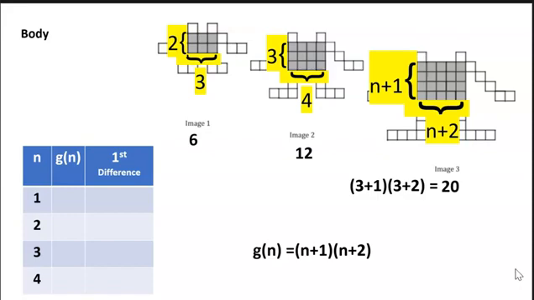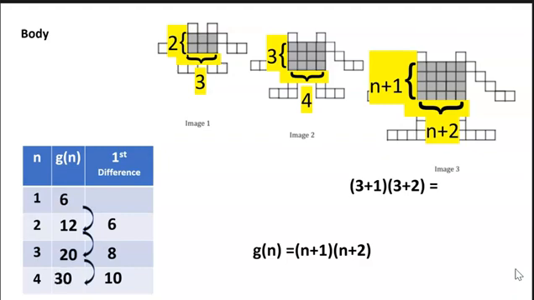In the table, we can fill in the values that we have and find the pattern of change. Since the first difference creates a linear pattern, we know that this is a quadratic function and that there would be 30 shaded squares in the fourth image.